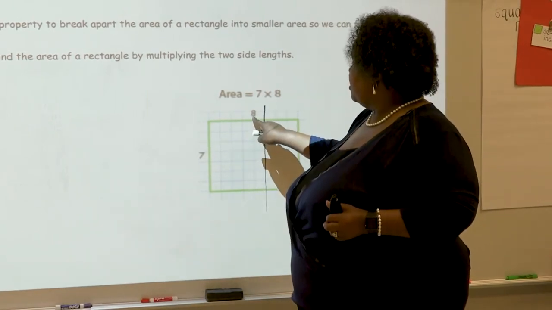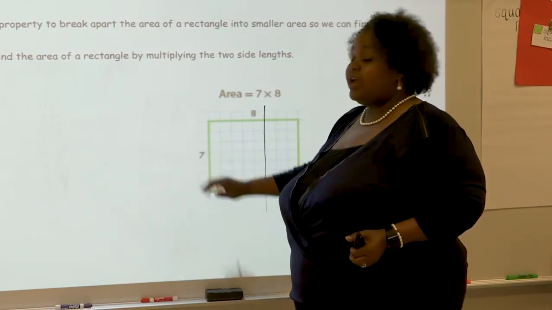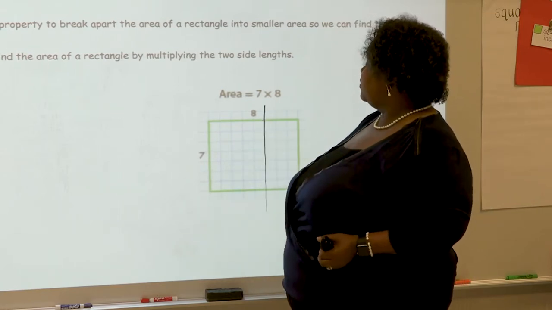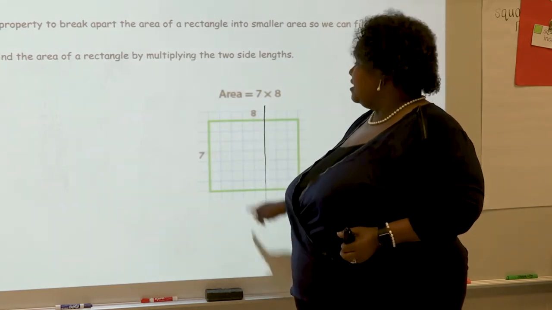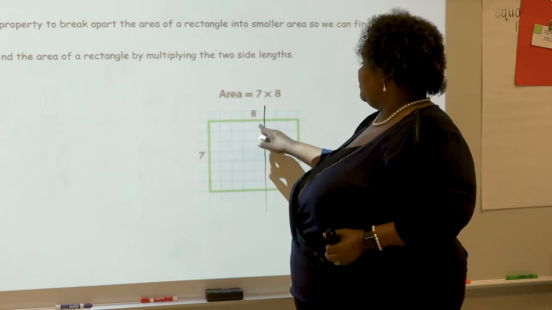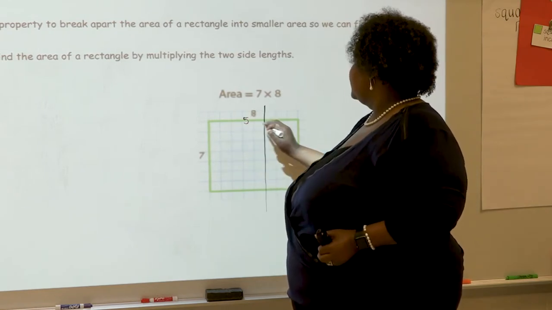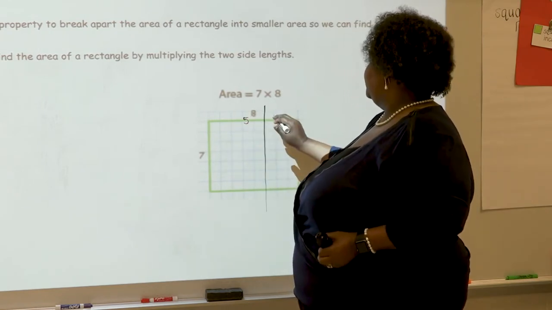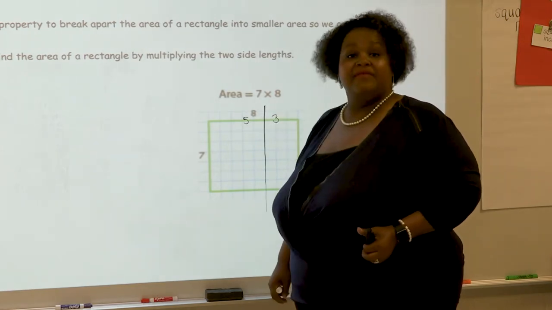So I'm breaking apart the 8. I'm not changing the 7. I'm breaking apart the 8, and I'm making the 8 into a 1, 2, 3, 4, 5, a 5, and a 1, 2, 3. A 5 and a 3.